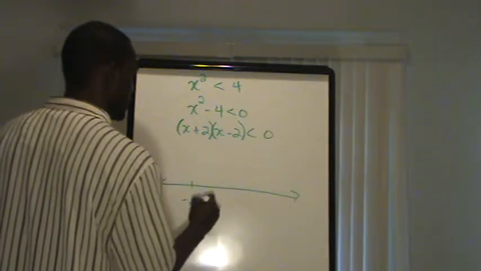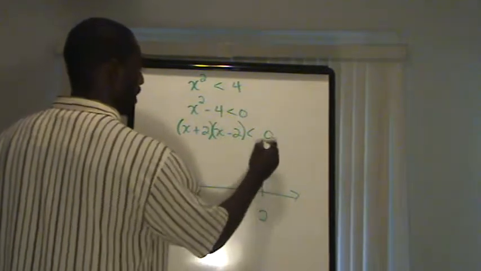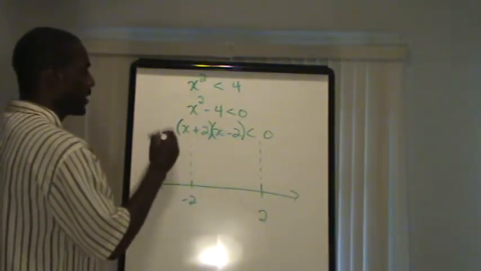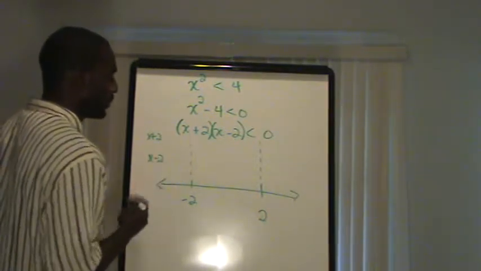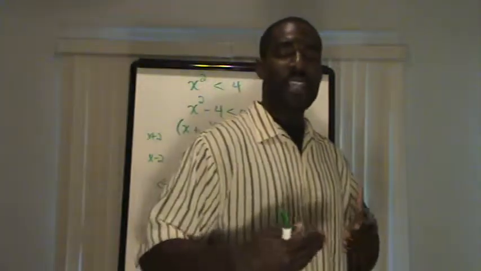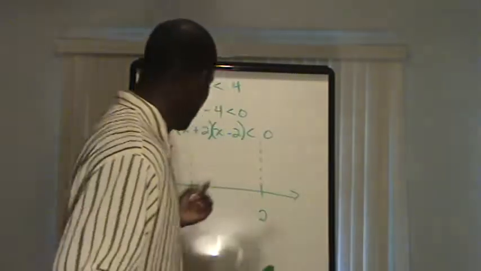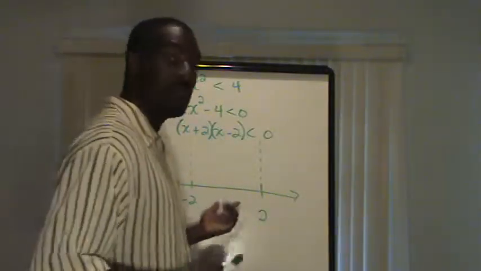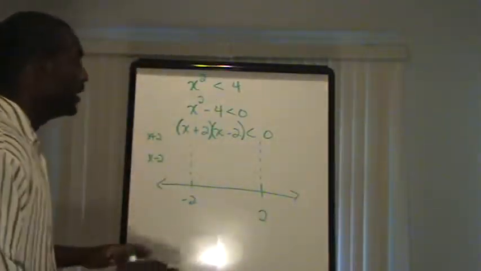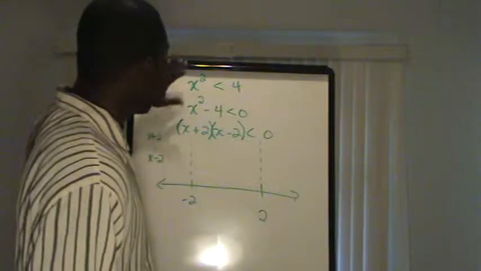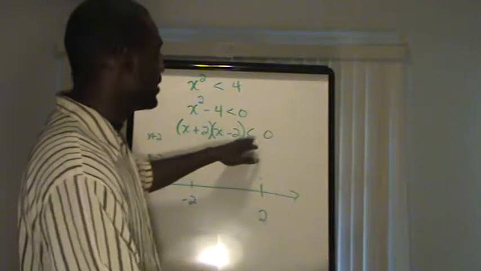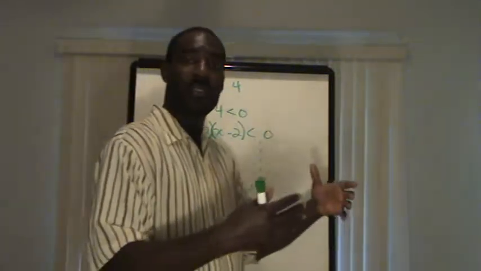So here is negative 2 and here is 2. Dotted line, dotted line. I write both of my factors, x plus 2 and x minus 2. And so basically what we're doing is we want to use test points. We want to try a point to the left of negative 2, try a point in the middle of negative 2 and 2, and try a point to the right of 2. This is done so that we can find all values of x that will produce solutions that are less than 0. In other words, that will produce solutions that are negative.